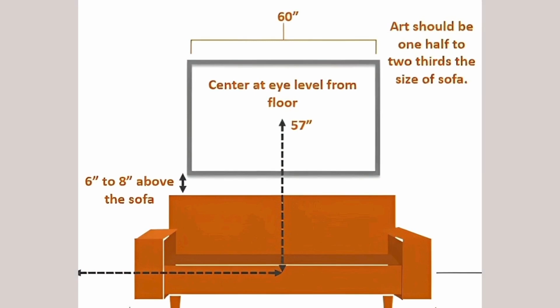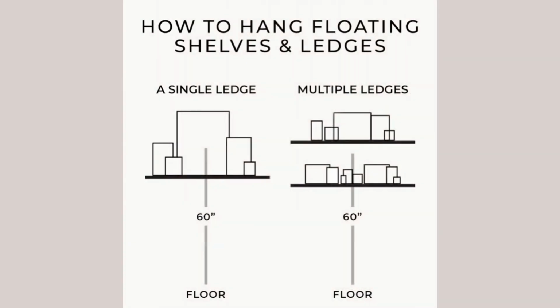But if you are hanging multiple pieces in a gallery wall or grouping, make sure that the midpoint of your grouping is at 57 to 60 inches off the floor. Then you can build around it.